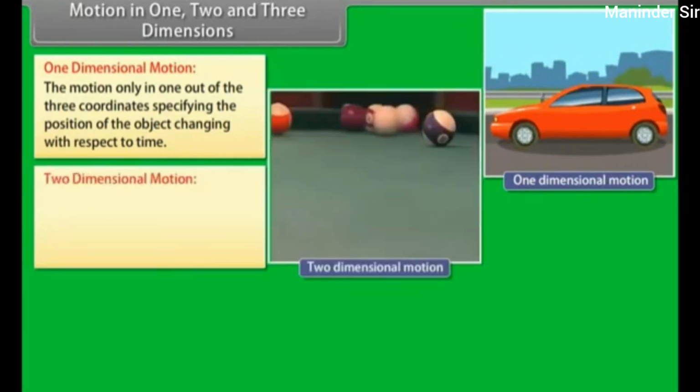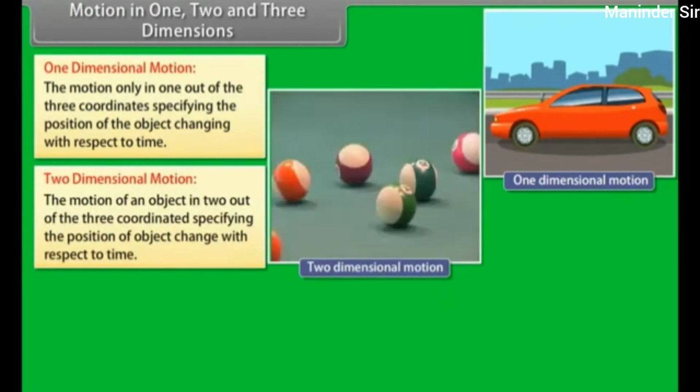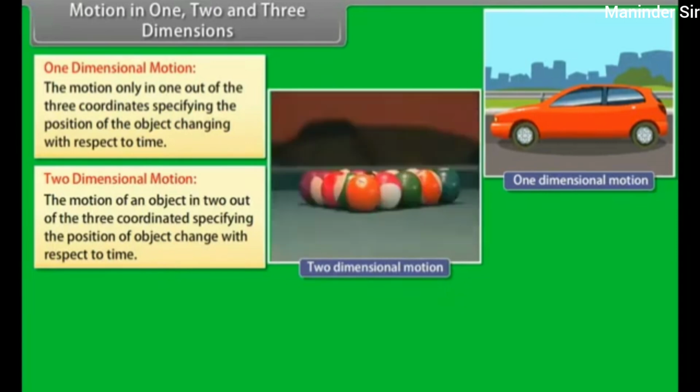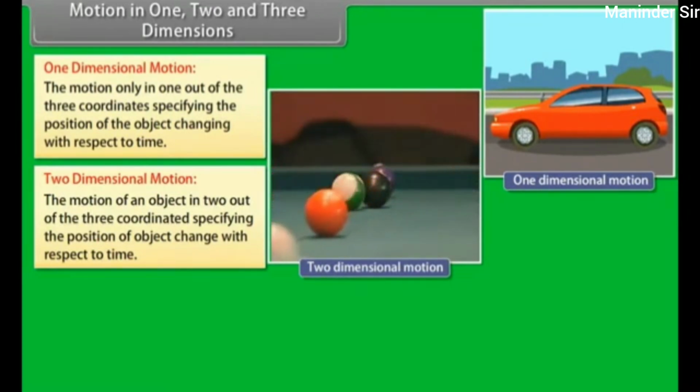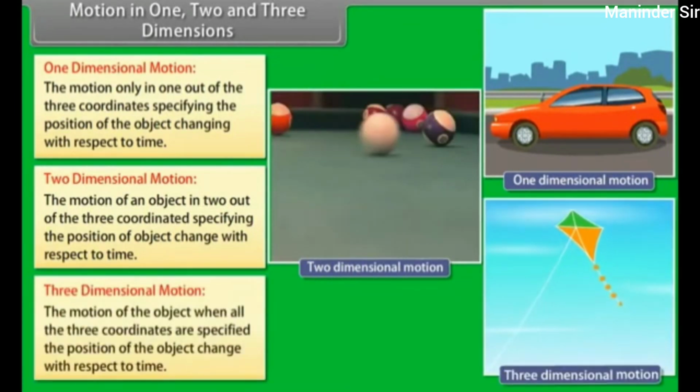Two-dimensional motion. The motion of an object in which 2 out of 3 coordinates specifying the position of the object change with respect to time. Example, a billiard ball moving over a billiard table. Three-dimensional motion. The motion of the object when all 3 coordinates specifying the position of the object change with respect to time. Example, a kite flying on a windy day.